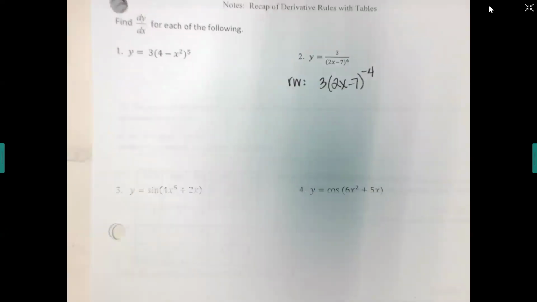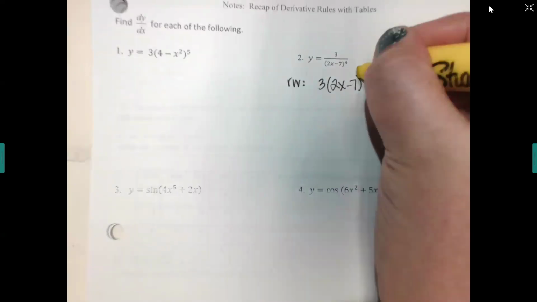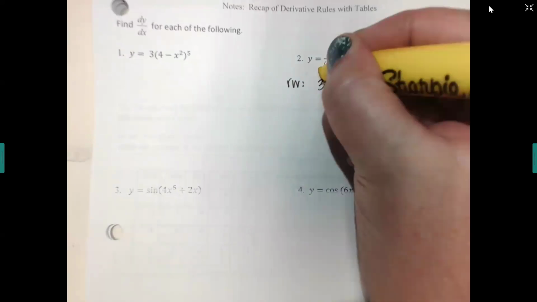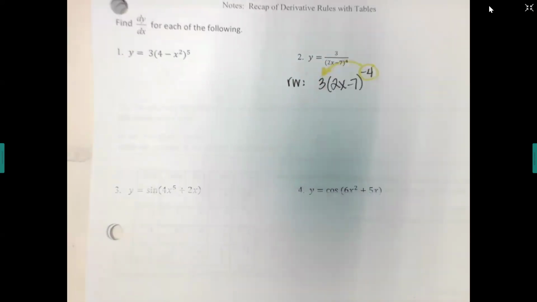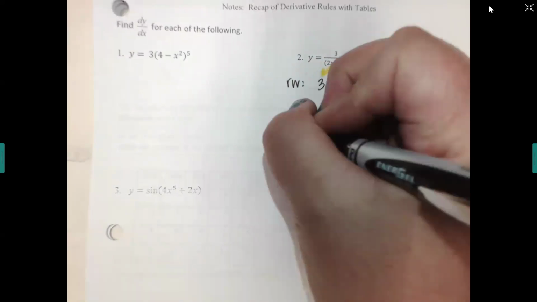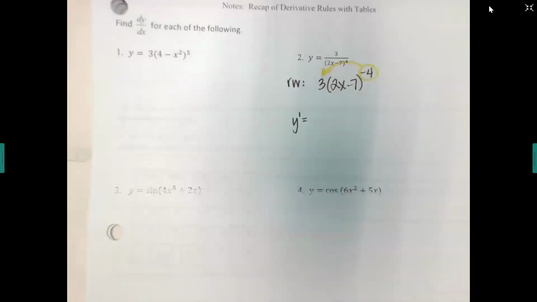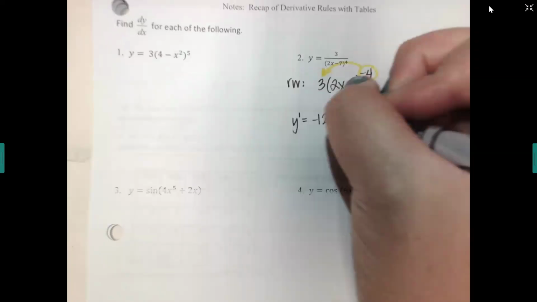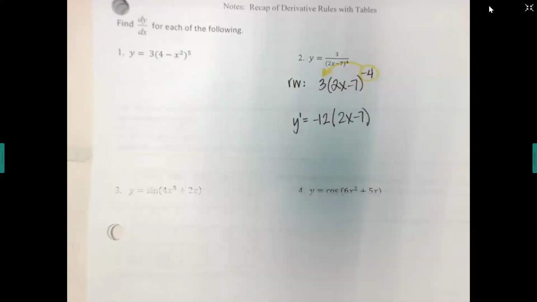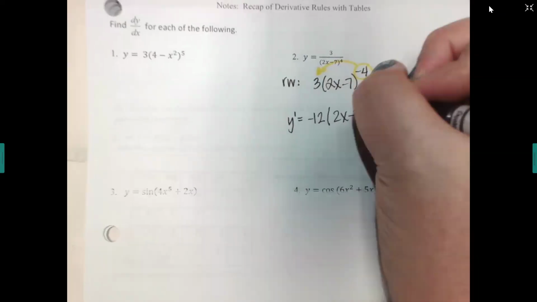Then your rule would be chain rule. We learned this last time. Remember, you're going to take the derivative of the outside layer, which is the power. So what is -4 times 3? Label it y prime because this is a derivative. -4 times 3 is a -12. Remember, the core stays the same. And then what's the new power if I take away 1? -5. Very good.